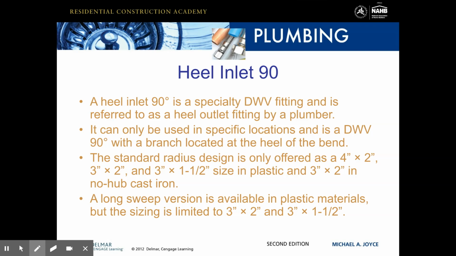Heel inlet 90-degree is a specialty drain waste vent fitting and is referred to as a heel outlet fitting by a plumber. It can only be used in specific locations and is a drain waste vent 90-degree with a branch located at the heel of the bend. The standard radius design is only offered as a 4-inch by 2-inch, 3-inch by 2-inch, and 3-inch by 1.5-inch size in plastic, and 3-inch by 2-inch in no-hub cast iron.